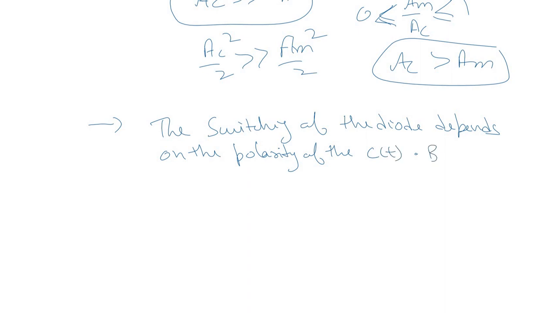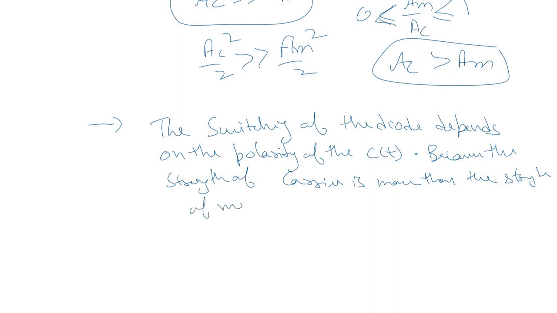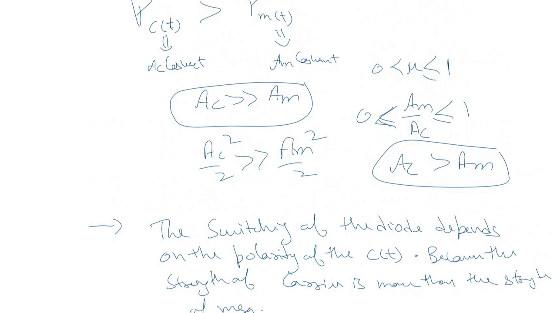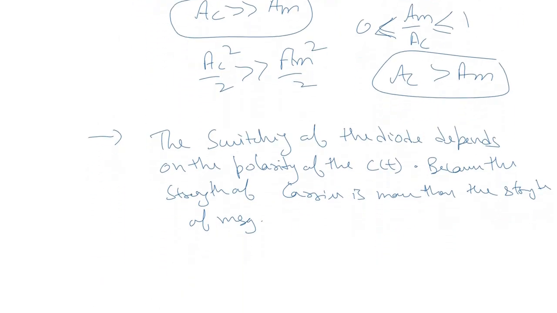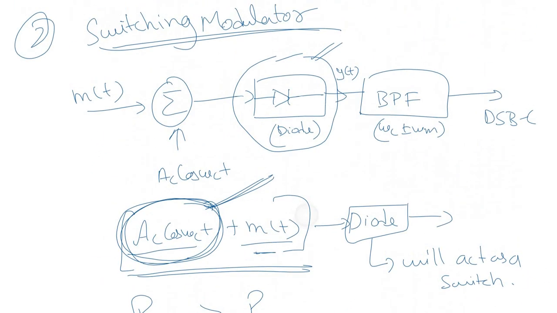Okay, because the strength of carrier is more than the strength of message. So one thing is clear, the switching of this diode depends on the polarity of the carrier signal. Now when we pass this signal through a diode, the diode will act as a switch for this input signal.